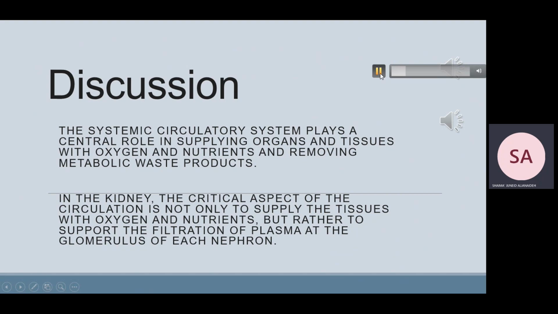Discussion. The systemic circulatory system plays a central role in supplying organs and tissue with oxygen and nutrients and removing multiple waste products. In the kidney, the role of the circulation is not only to supply the tissue with oxygen and nutrients, but rather to support the filtration of the plasma at the glomerulus of each nephron.